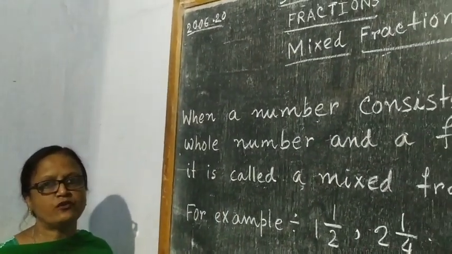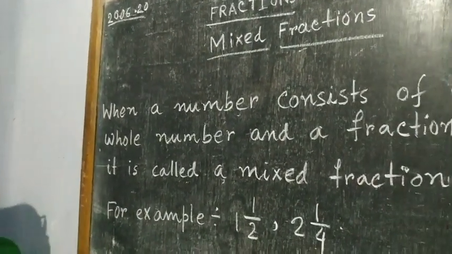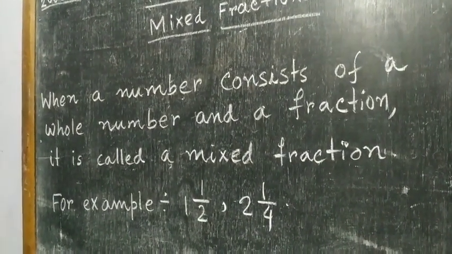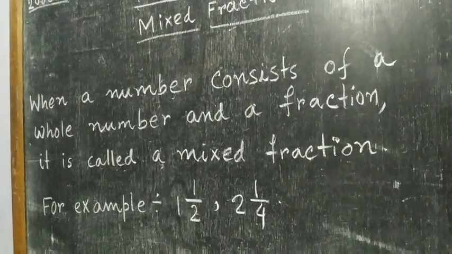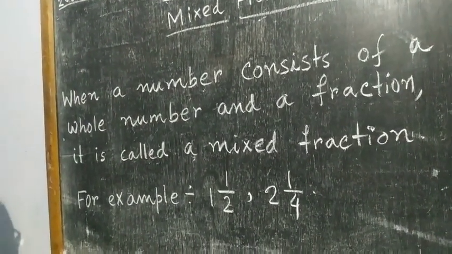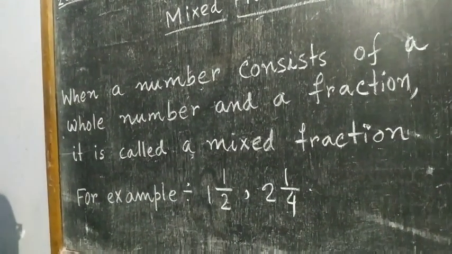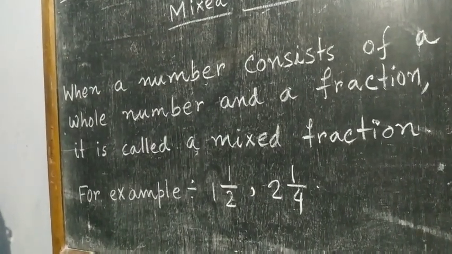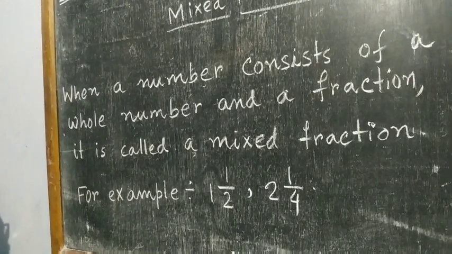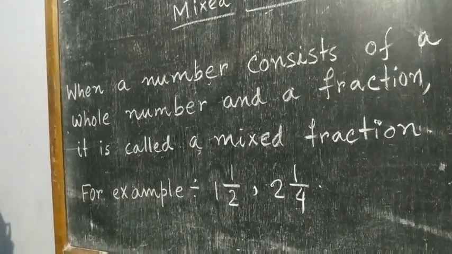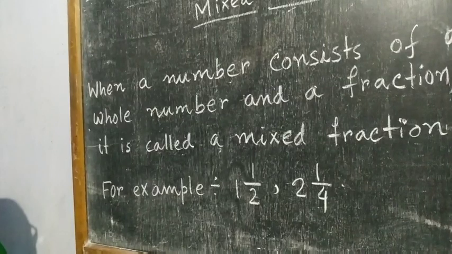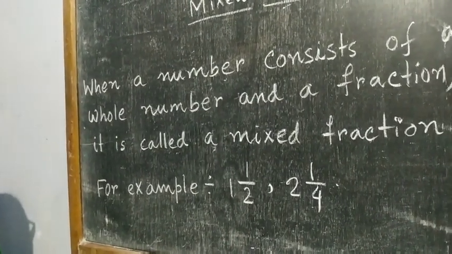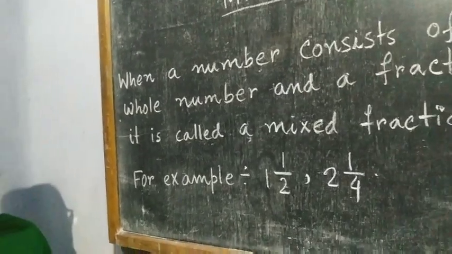So what is the meaning of mixed fraction? When a number consists of a whole number and a fraction, it is called a mixed fraction. So what is a whole number? Whole numbers are 0, 1, 2, 3, 4, 5, 6, and it goes on like this. Now, what is a fraction? Half, 1 by 3, 1 by 4, 2 by 3, 4 by 5.